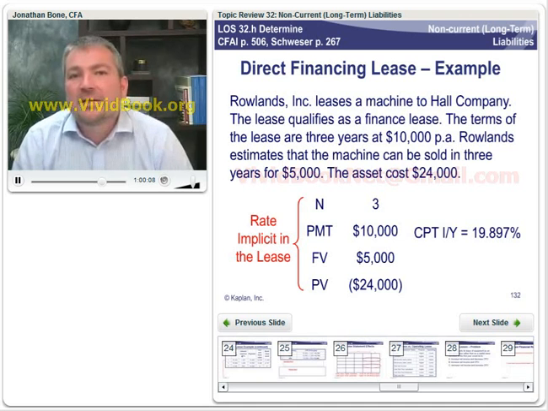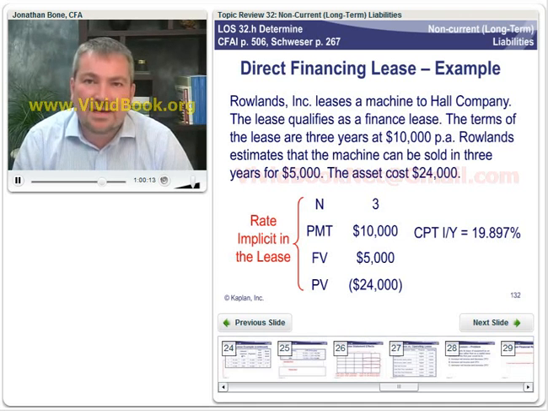Okay, so Roland Incorporated leases a machine to Hall Company. The lease qualifies as a finance lease. The terms of the lease are 3 years at $10,000 per annum. They estimate the machine can be sold in 3 years for $5,000, and the asset costs $24,000.